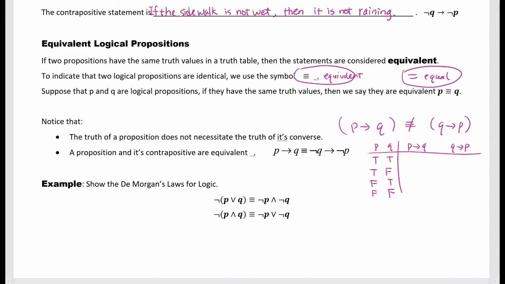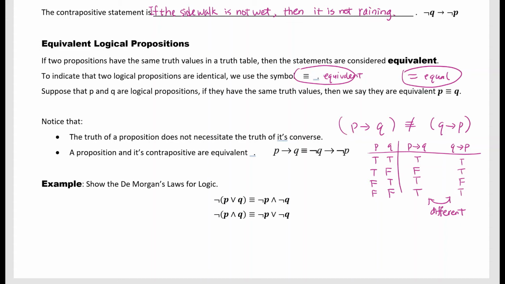Next, P implies Q is only false when P is true and Q is false, and the rest are true. And Q implies P is only false when Q is true and P is false, and the rest are true. So we can see they are different. So we know P implies Q and Q implies P are different. They're not equivalent.